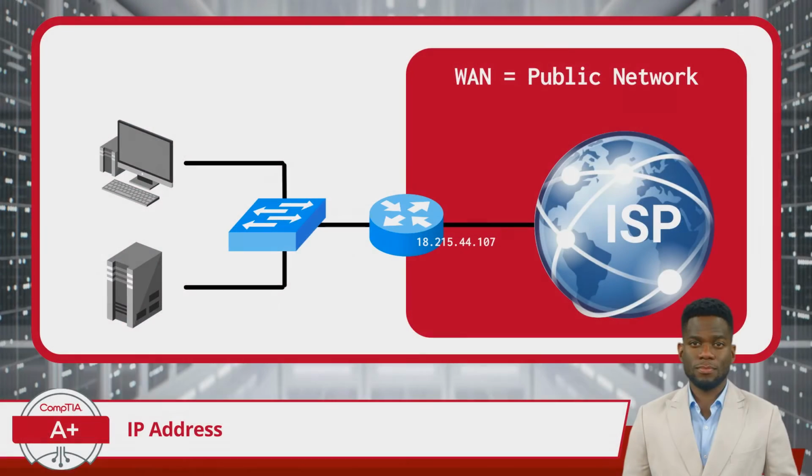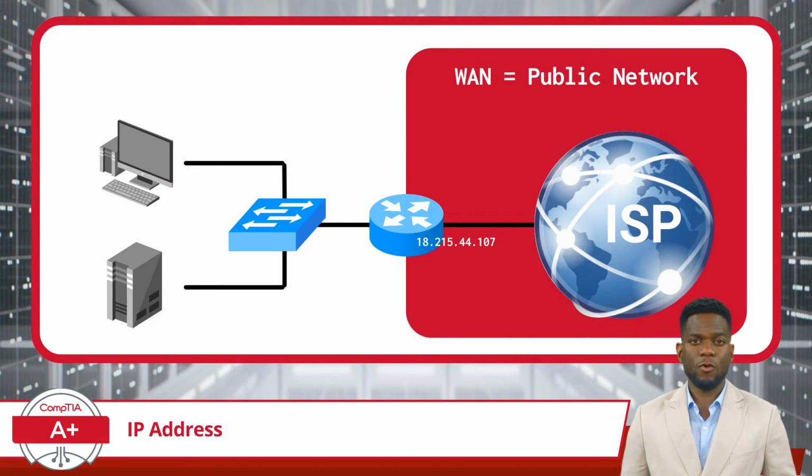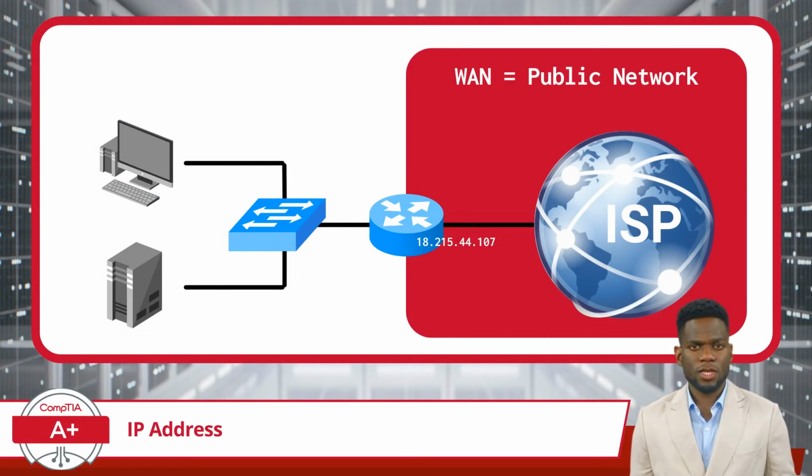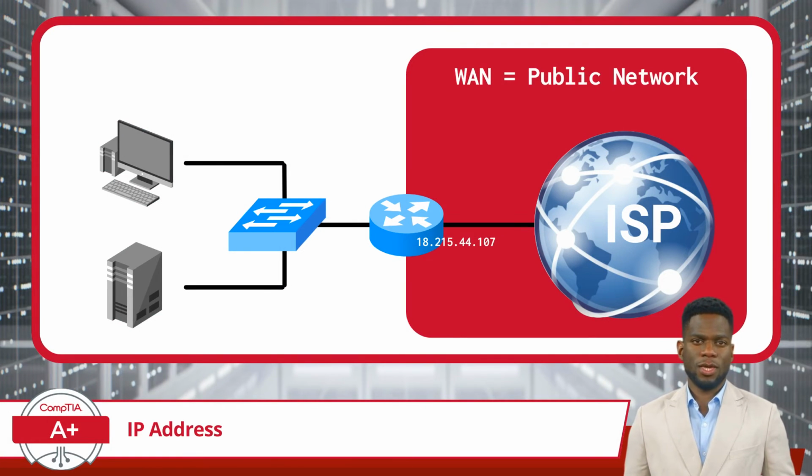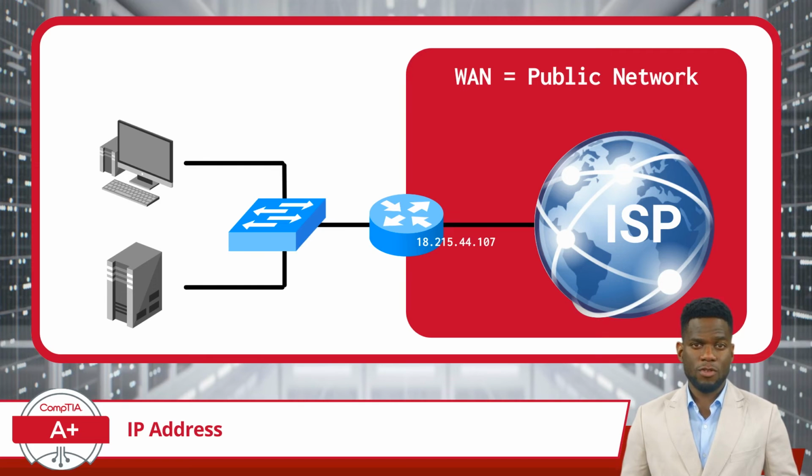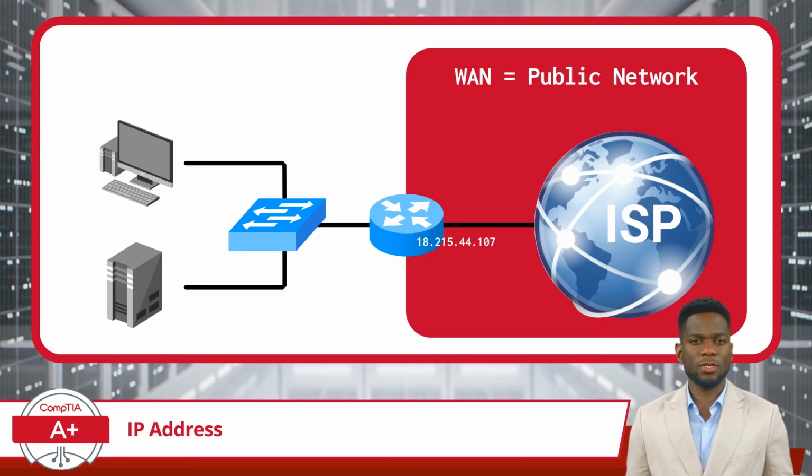Public IPv4 addresses behave a bit differently. They are assigned to devices that connect directly to the internet. These addresses are unique globally and allow devices to communicate with each other across the internet. Internet service providers, or ISPs, assign public IP addresses to devices connected to their network.